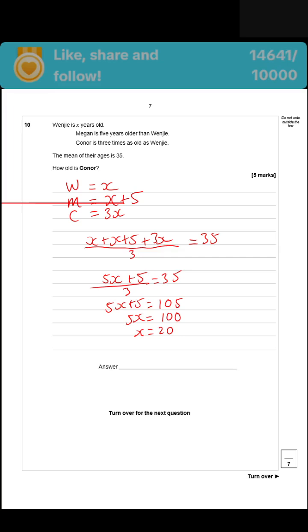So we've got x equals 20. We want to find the value of Connor's age. He was worth 3 lots of x. So we do 3 times by 20. And for those who have put in the comments already, you get an answer of 60. So well done.